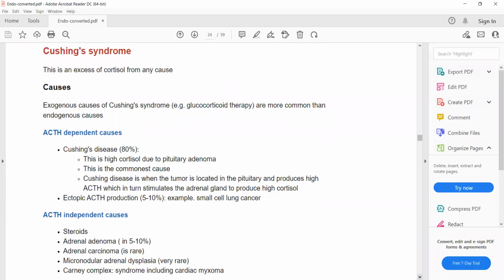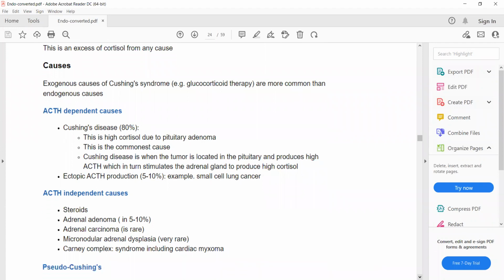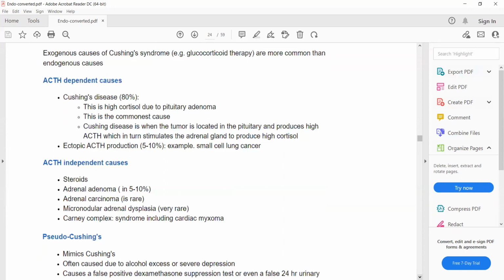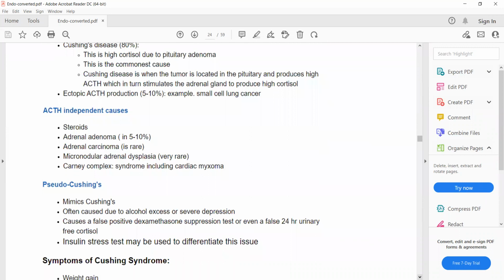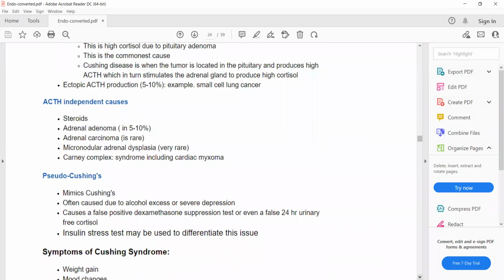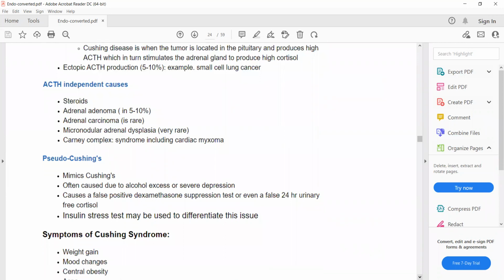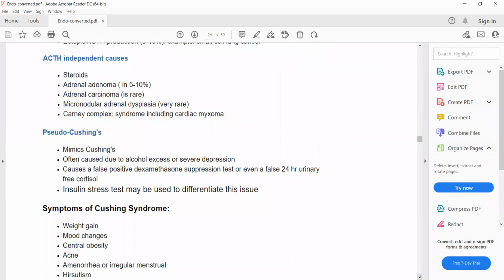So Cushing syndrome can be caused by excessive ACTH, such as Cushing disease and ectopic ACTH production by small cell lung cancer, or it can be caused by an abnormality in the adrenal glands, such as adrenal adenoma, carcinoma, or due to excessive exogenous steroid intake. And the most common cause of Cushing syndrome is exogenous steroid intake.